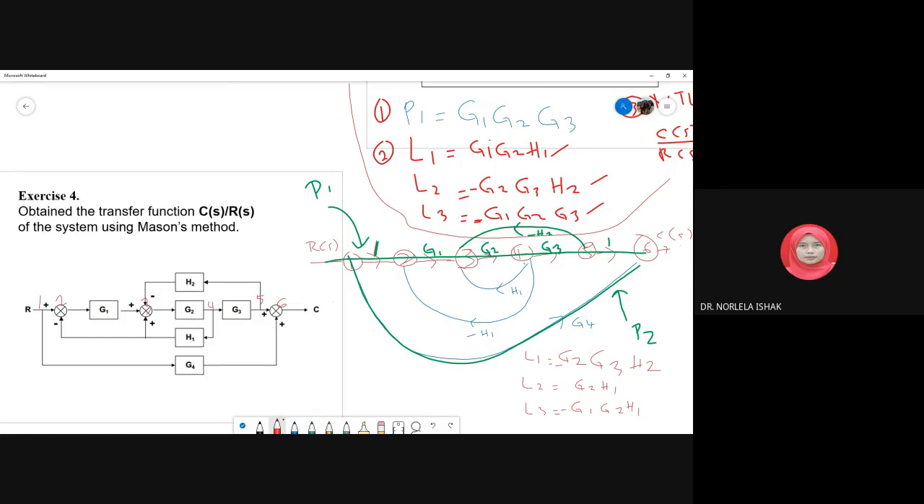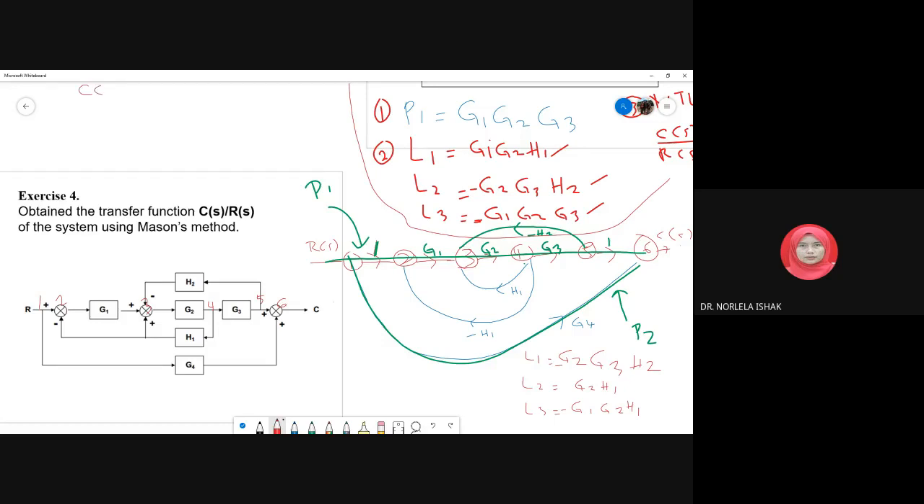Okay, from the 3 loop gain, ada non-touching ke tak ada? Is it have non-touching or don't have non-touching? No, semua touching. Okay, all touching each other. Meaning non-touching loop gain is not applicable. Okay, how about the cofactor? Cofactor dia 2. Okay, cofactor 2. So, jadi kita punya transfer function.